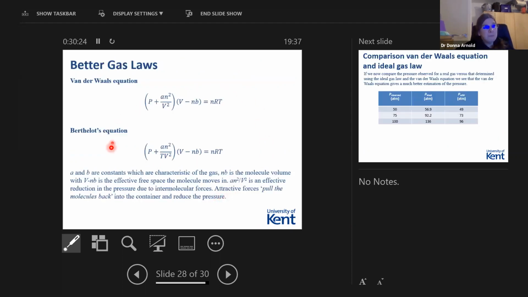So we have some different versions here. There's the van der Waals equation, which is quite commonly used, and then there's Berthelot's equation, which is also used. You can see these are more complex. Berthelot's equation takes into account temperature. We have the minus nb term, which is the effective free space that a molecule can move in, and the nb term, which is effectively the molecular volume. We also have this an squared over V squared term, which is an effective reduction in pressure due to the intermolecular forces. As we get molecules closer together, the attractive forces pull the molecules back into the container, and this reduces the pressure. So we have these two equations.